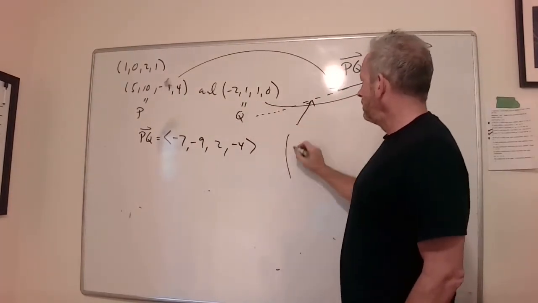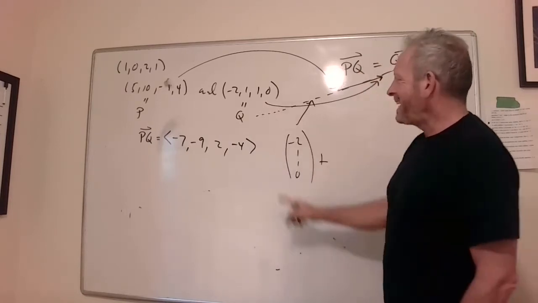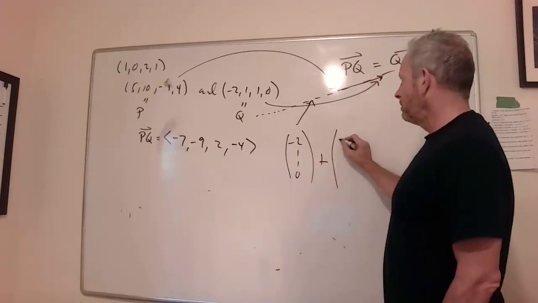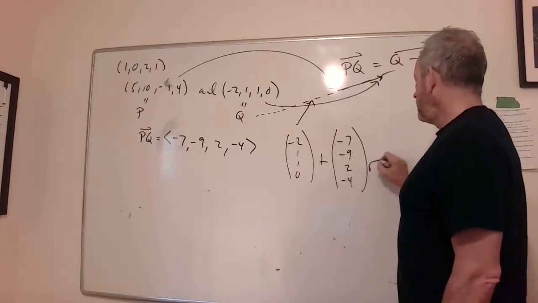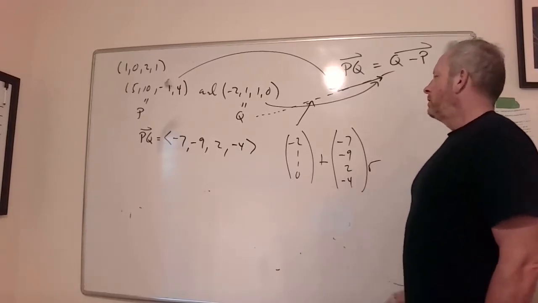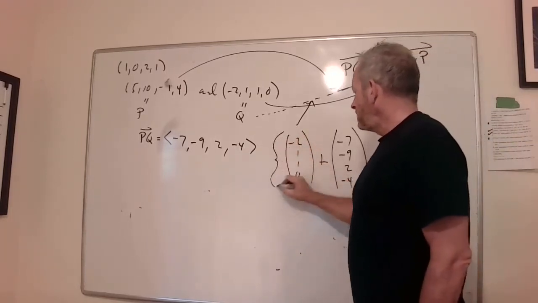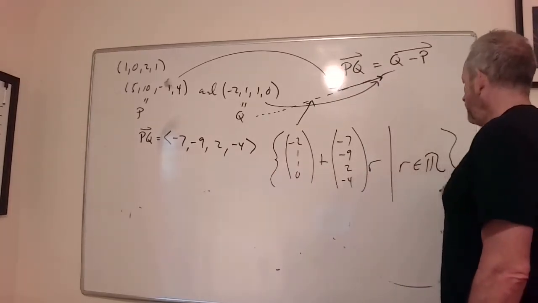And let me write it like this now. Negative 2, 1, 1, 0, plus all the scalar multiples of that vector, negative 7, negative 9, 2, negative 4, and let's say R, where R is a real number. So if I wrote the whole thing out, it would look like this in set builder notation, such that R is an element of the real numbers.